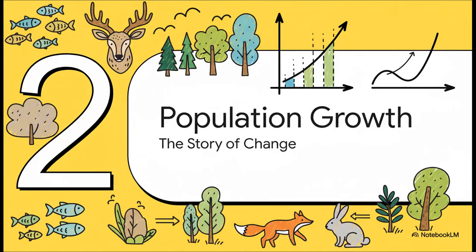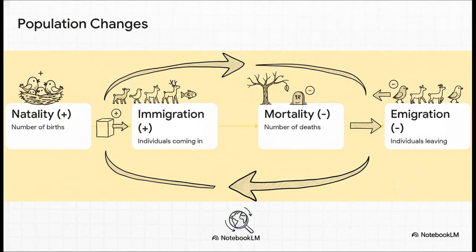So now we know what a population is. But here's the thing. Populations are never static. They're always changing, right? So now let's explore the story of how they change. The story of population growth. The whole thing really boils down to 4 main factors that can change a population's size. Think of it like simple addition and subtraction.